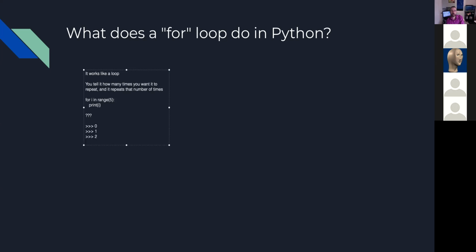Then 2, then 3 till it gets to 5, and then. Hold on. How many times has it printed so far? So 0, 1, 2, 3, and 4. How many times has that printed? One, 2, 3, 4, 5. So since it's printed 5 times, it's going to stop there. Yes. It's going to go up to, but not including 5.